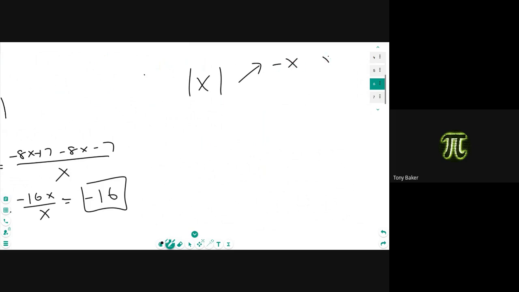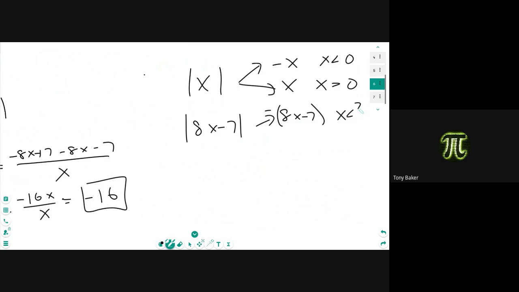Right. That's why it's asking to do this. That's the absolute value going to those two things. So the key for this problem is that 8x minus 7 is the negative version of itself when x is less than 7/8. And the 8x minus 7 is just that when x is greater than 7/8. That's what we just determined.